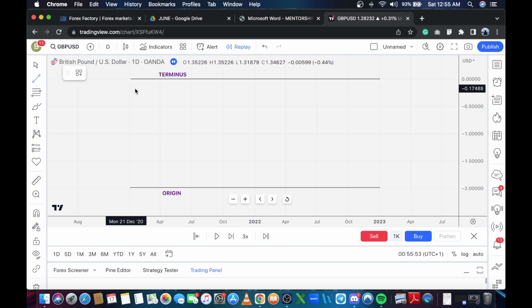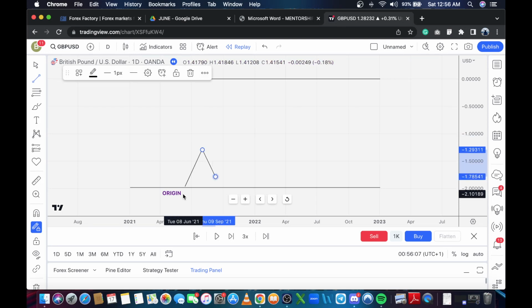Now the market would make a move in 4 quarters. The market will go higher. Let me actually use the Falcon tool, and then returns back into base, and this is what we'll call the initial expansion.